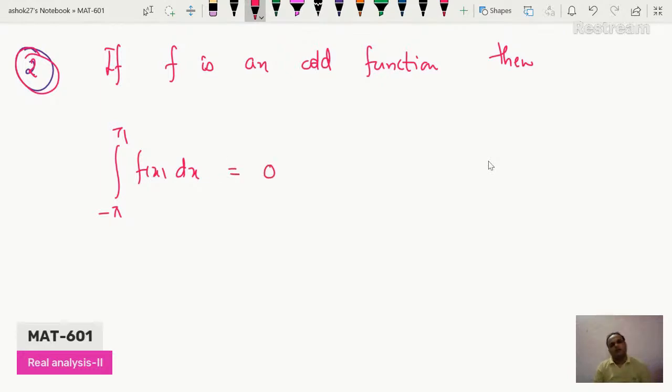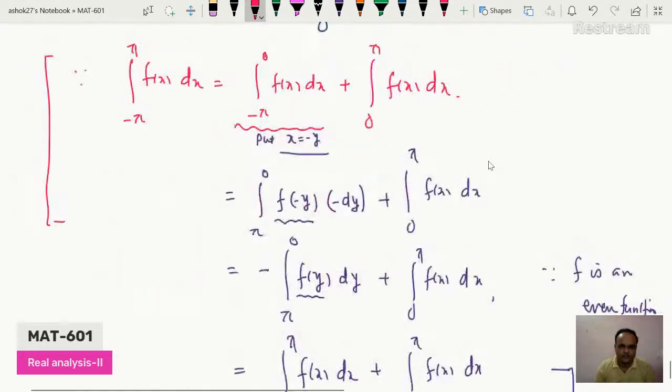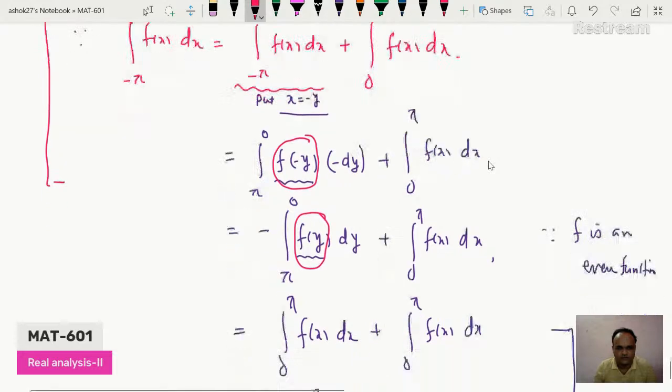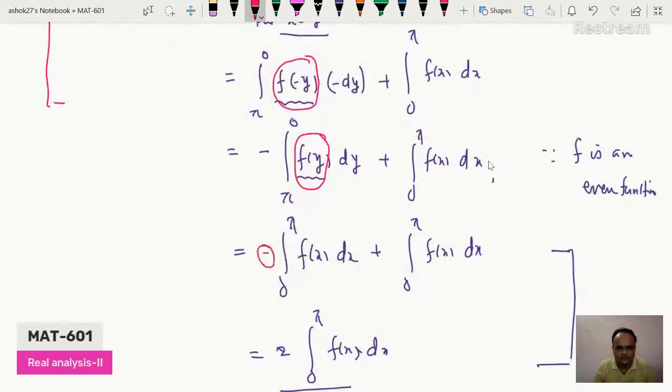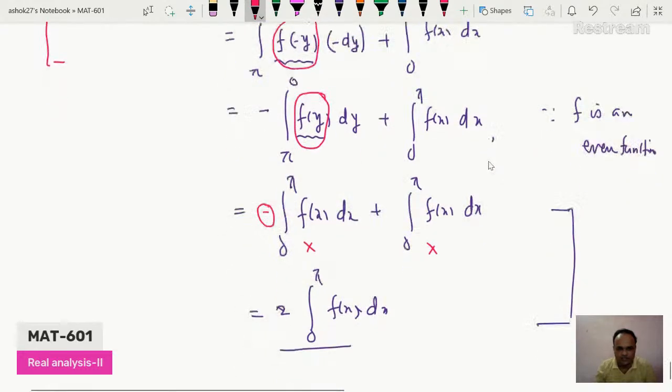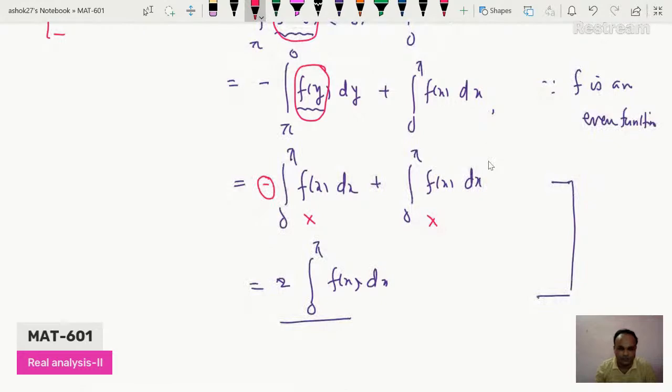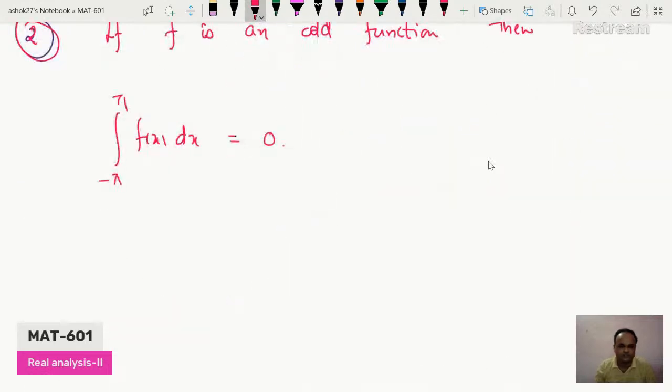Here also you can check the integration, because since f is an odd function, instead of f of y, f of minus y will be minus f of y, so you will get this term with a minus. In that case you'll get one extra minus here, therefore this term and this term will cancel each other, and you'll get the value of the resulting integration 0. Since f is an odd function, the resulting integration will be 0. Very simple, so you can check it.